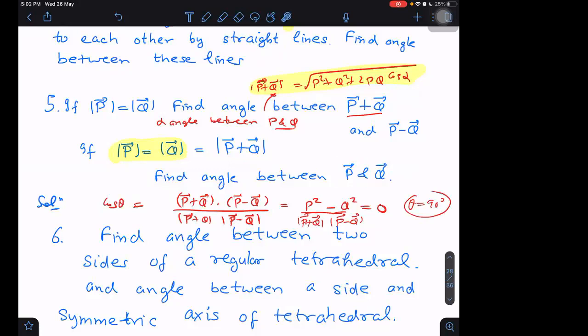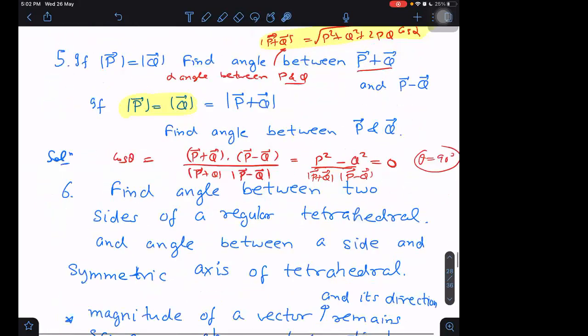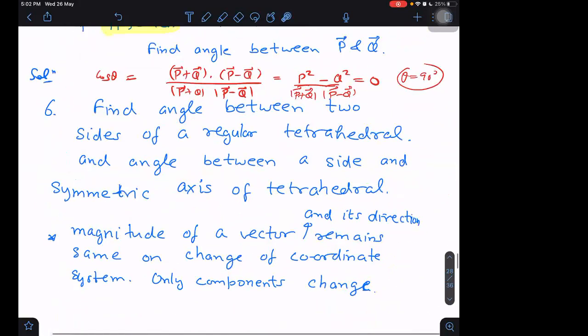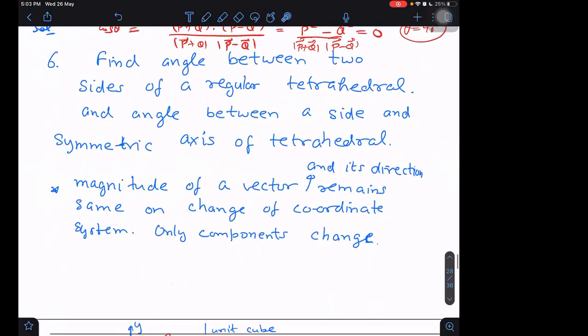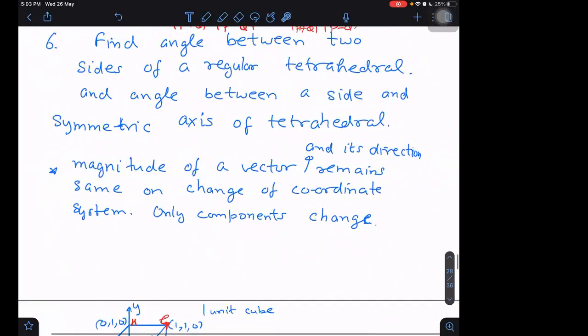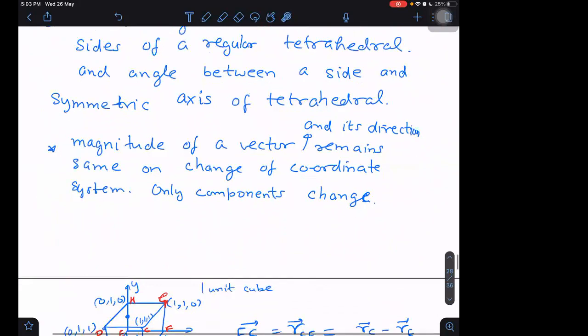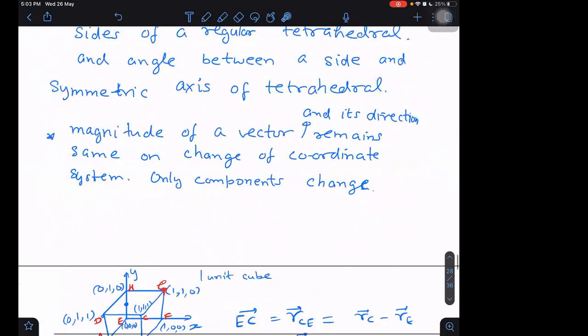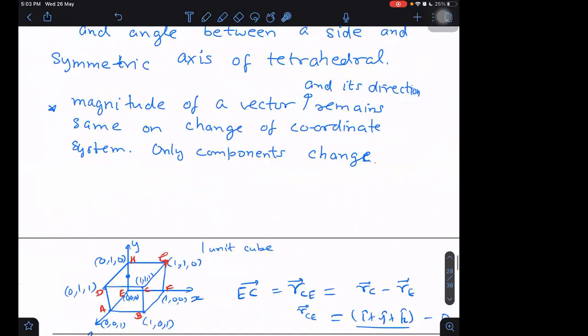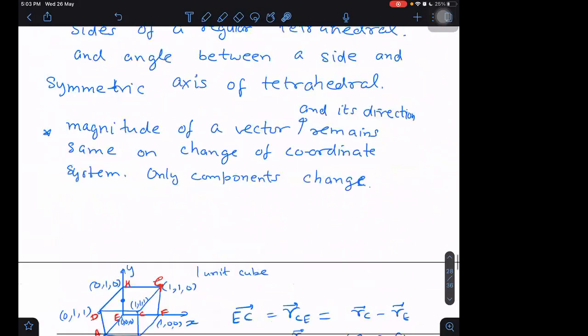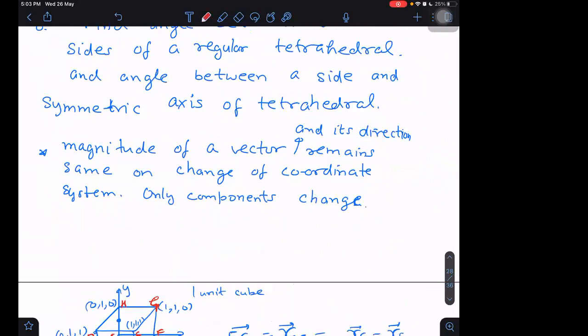Okay, sir. Right. Question number 6. Find the angle between two sides of a regular tetrahedron. Angle between the side of a symmetric side and the symmetric axis of the tetrahedron. Magnitude of a vector and its directions. This ends here. After that, it is a general point.